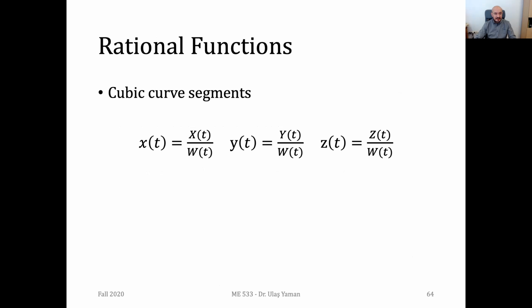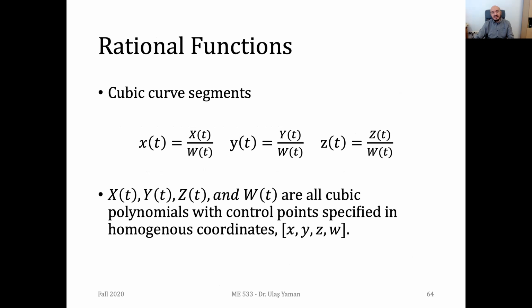And lastly, what about rational functions? These are rationals of separate functions in terms of the same parameter t. We have a common value in the denominator. This is W of t, and they are all cubic polynomials if you are defining a cubic NURBS segment. And they are all homogeneous coordinates.